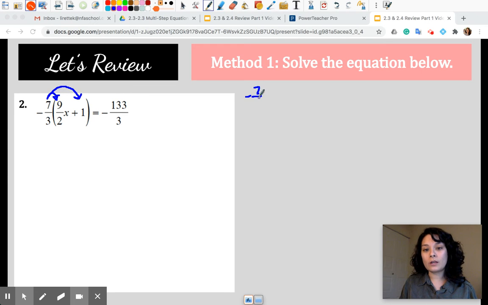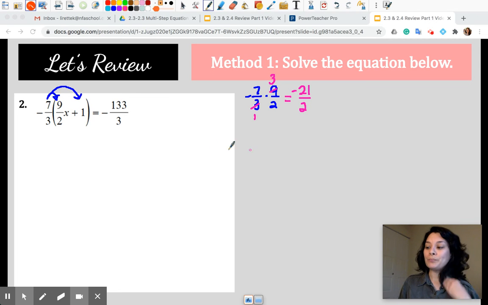So I'm going to do -7/3 times 9/2. The 7 and the 2 can't reduce, the 7 and the 3 can't reduce, but I know that the 3 and the 9 can reduce. This is going to turn into a 1 when I divide by 3, and the 9 will turn into a 3. And when I multiply, I get -21 divided by 2. So I'm going to go back over here and write that as my first product, -21 divided by 2.